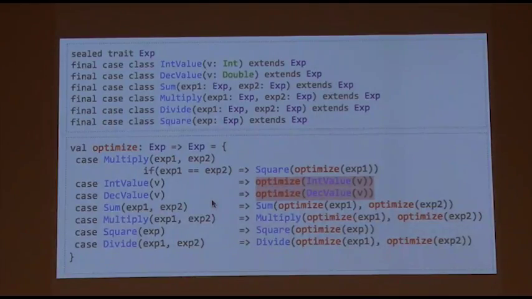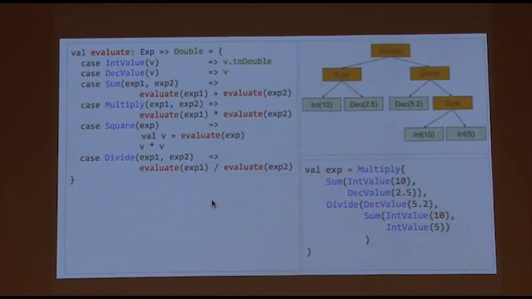Because once it reaches a leaf, it will just loop for eternity. So that kind of sucks. And what we would like to have is the ability to deal with it. So this is an example of how evaluation basically works.